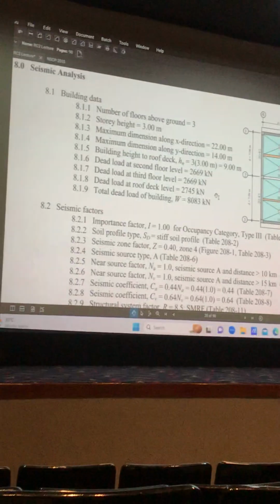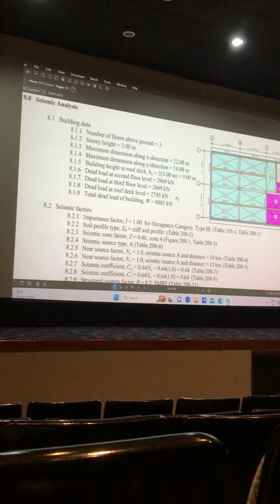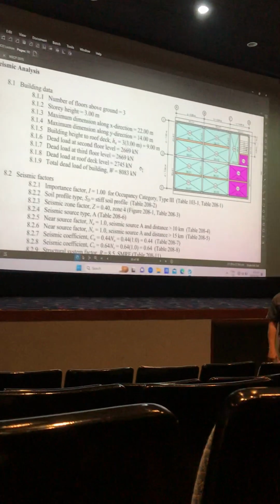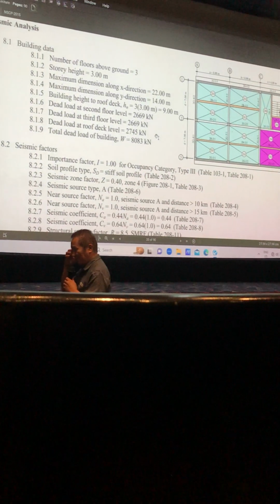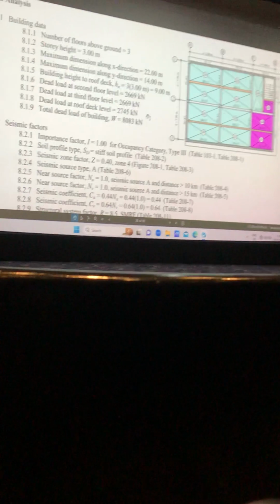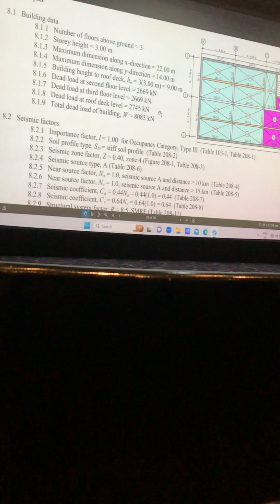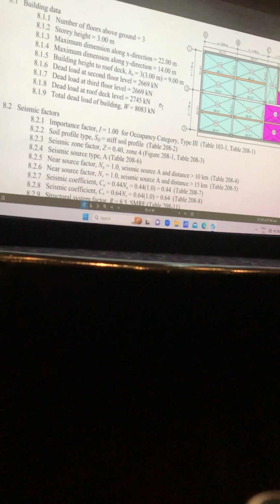So for the weight of the member, that is just the unit weight of concrete, this can be taken to be 23.6 kilonewton per cubic meter. Then you multiply that by the volume, no? The volume of the reinforced concrete member. So for the slab, you have the slab panel dimension multiplied by the thickness. For the beam, you have the width times height times the length or the span of the beam, no?